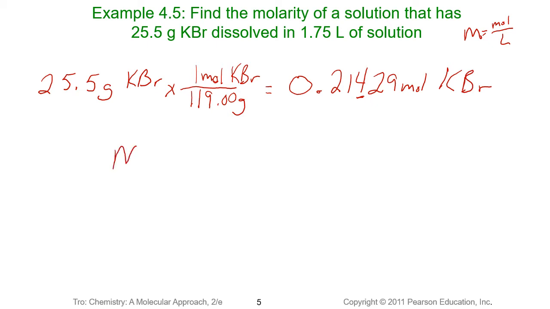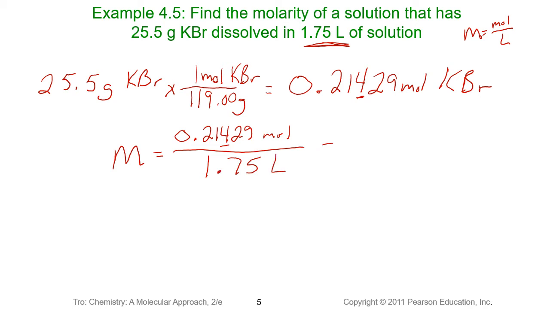So to find our molarity, our volume is already given in liters, so we don't have to do any additional conversions. We're going to take our moles, divide by the liters of solution to get our molarity. So 0.122 molar potassium bromide solution.